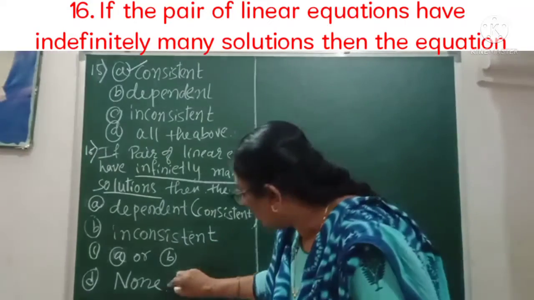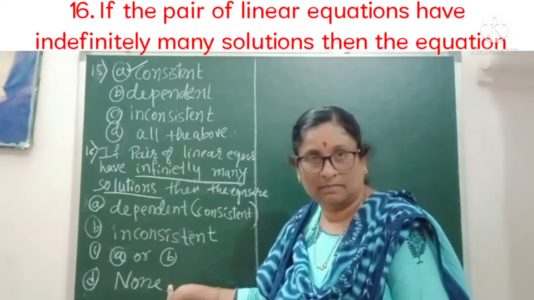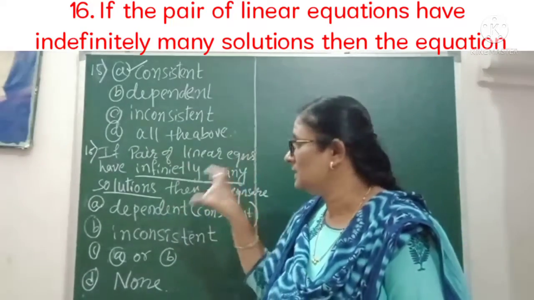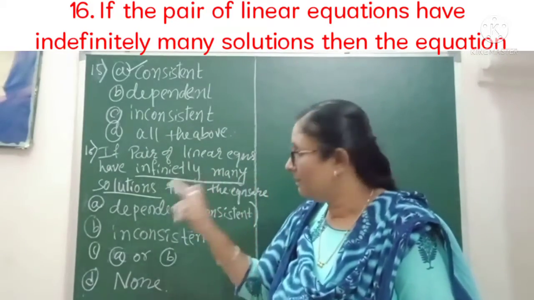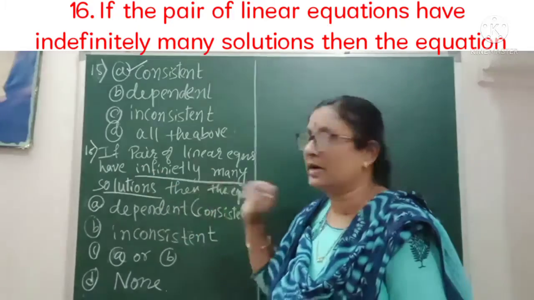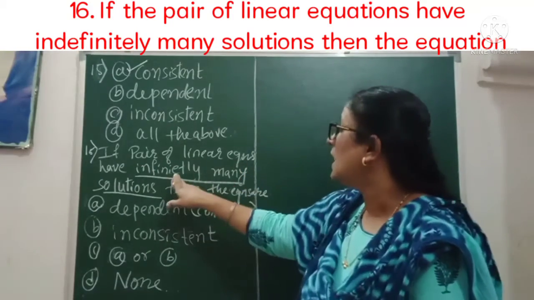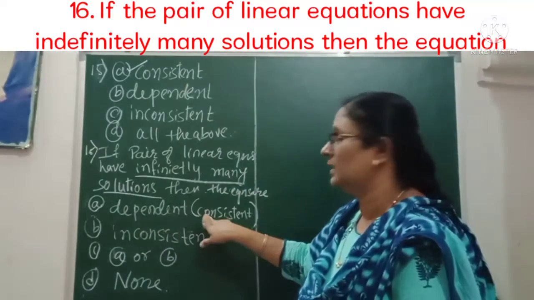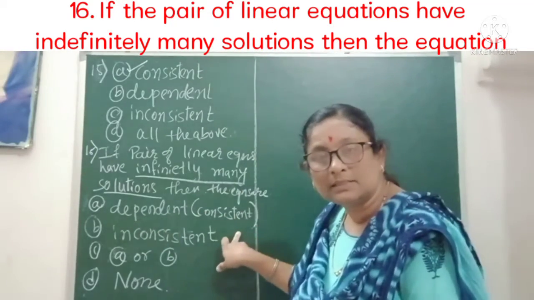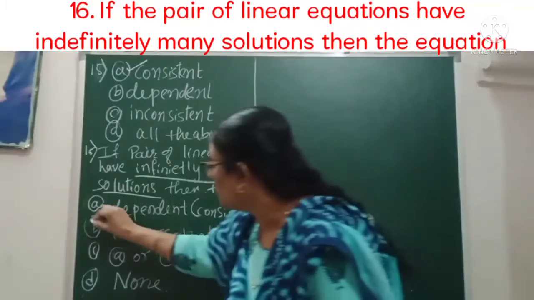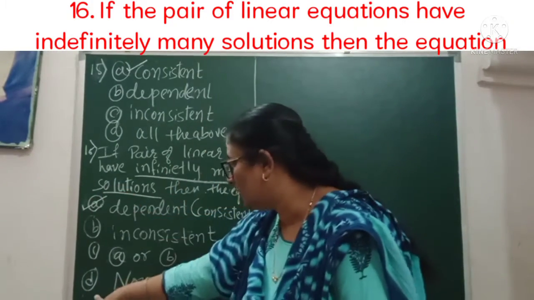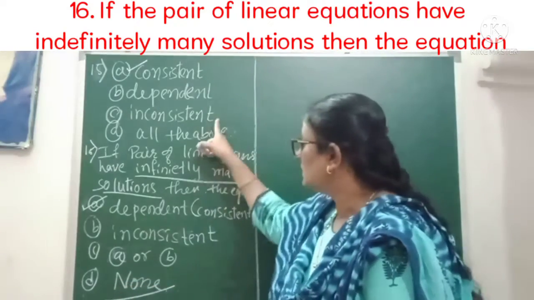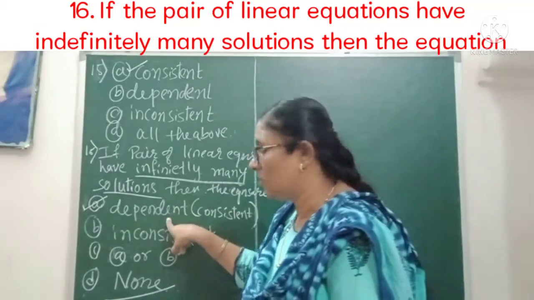Lots of students go for this "none", because you have in your mind parallel lines and ratios. But you have one more condition for a linear equation having infinitely many solutions. We call them dependent, or they are also called consistent. The correct option is A1. Don't go for this one. Remember children, this is the correct answer.